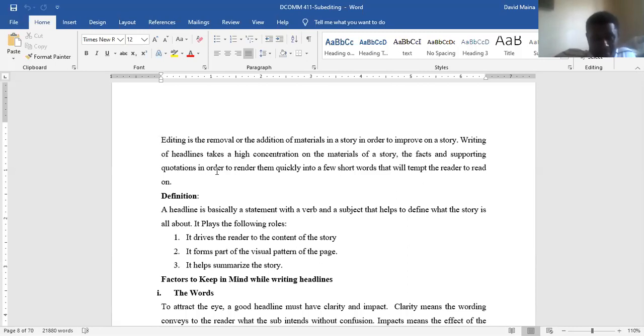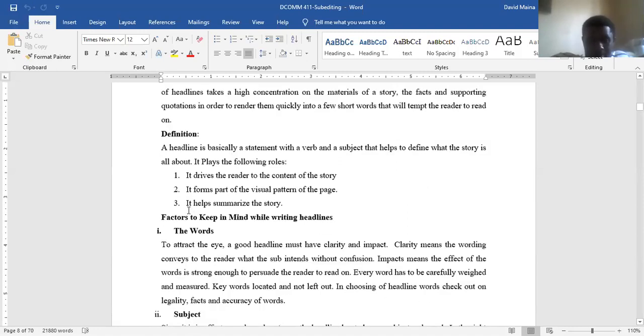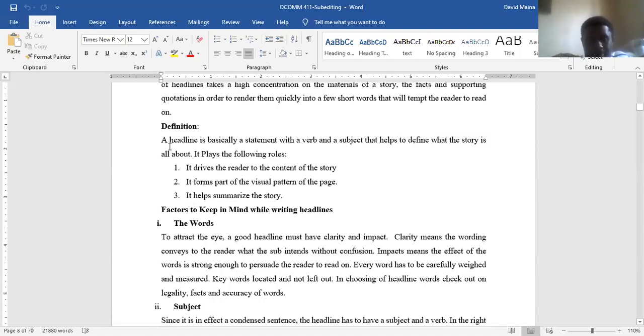A very good newspaper is Citizen. Kuna karatasi newspaper inaitwa Citizen. Hiyo newspaper ukinunua utapata ya kwamba it has very nice headlines, but when you read through you find that these people have said nothing about it, and the reason why is because they want to attract the readers and sell more copies and make profit. So, definition of a headline.